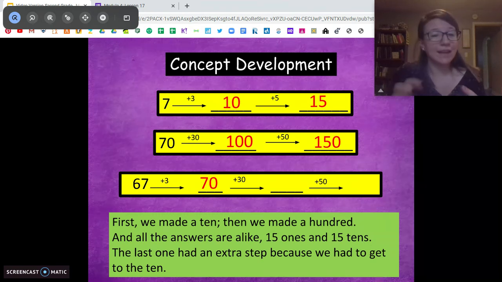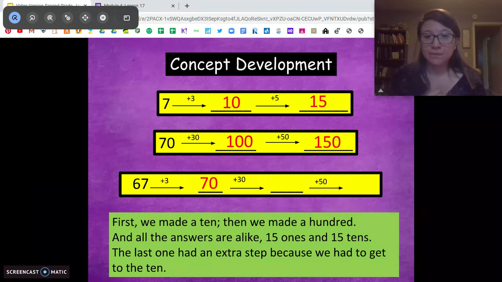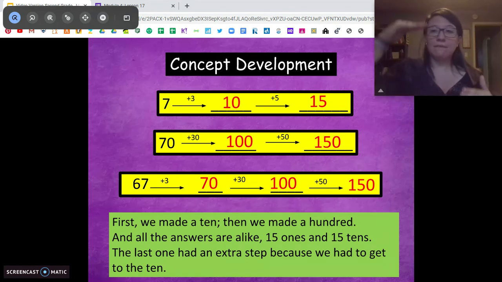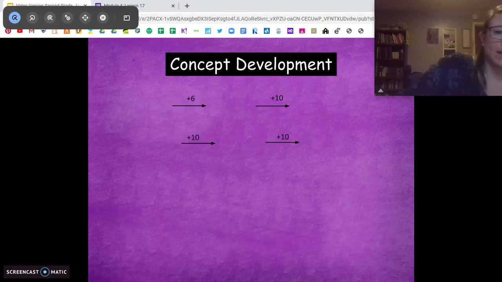Now from there we can get it to its next 100. Remember, we want to jump as much as we can when we're doing the arrow method. So 70 plus what is going to get us to 100? Beautiful. And then if we add 50 more to that, we get 150. We have 15 ones, we have 15 tens. Very, very similar, and we can use what we know from the ones to add the tens. Let's try one more arrow method.